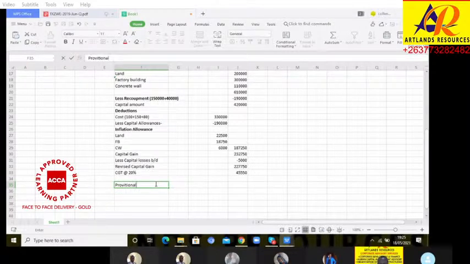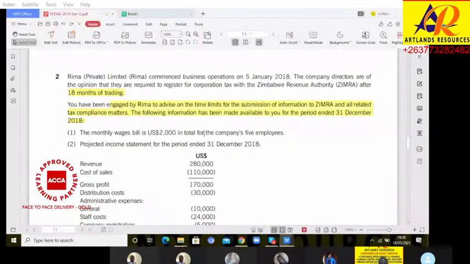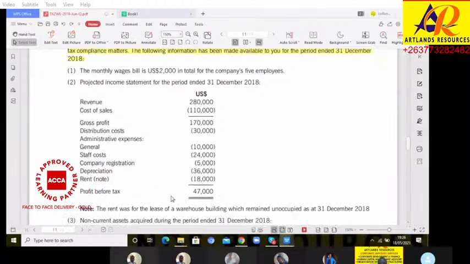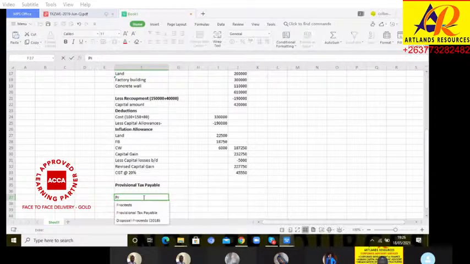Provisional tax payable. So, I start with all my provisional taxes. Check first: where is the net profit of the company? Start with net profit before tax, profit.